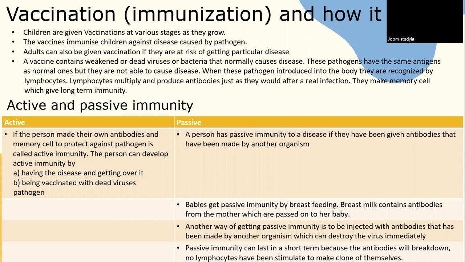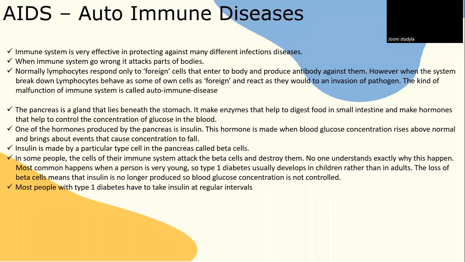Babies get passive immunity by breastfeeding. Breast milk contains antibodies from the mother which are passed on to the baby. Another way of getting passive immunity is by being injected with antibodies that have been made by another organism, which can destroy the virus immediately. Passive immunity lasts only a short term because the antibodies break down, and no lymphocytes have been stimulated to make clones of themselves. So those are the differences between active and passive immunity.